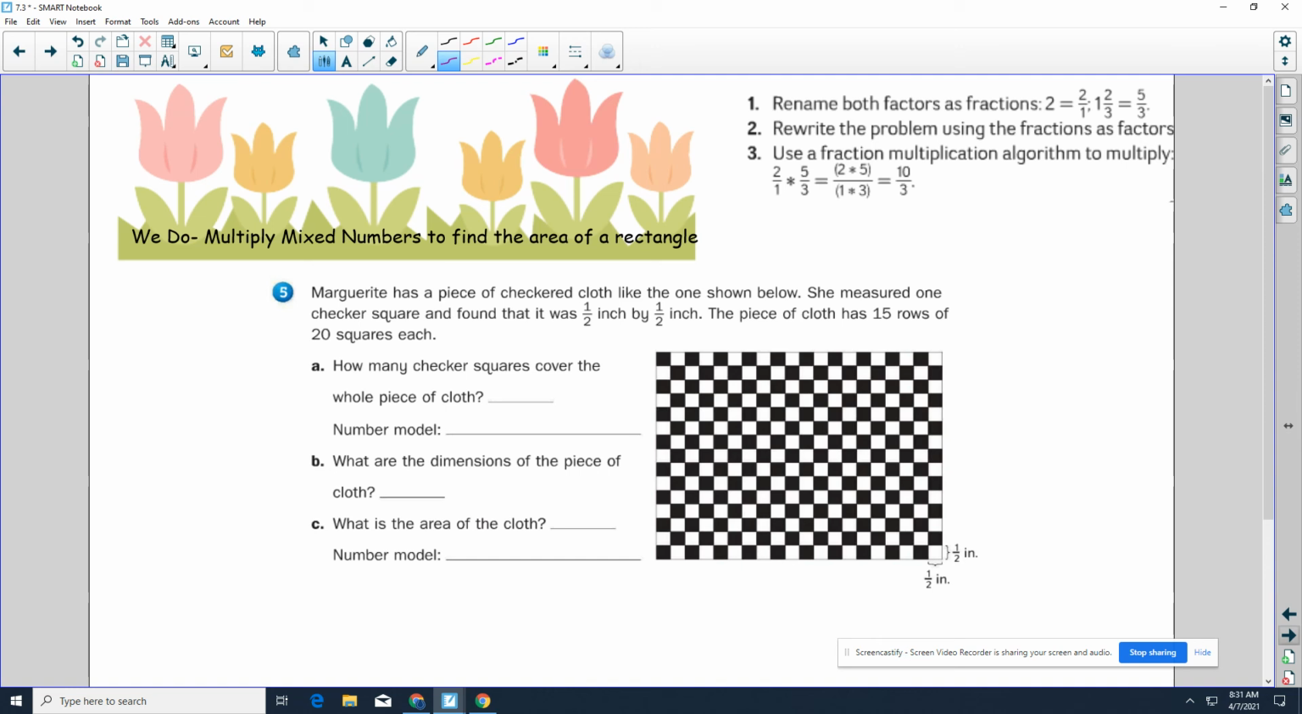So we know the area is simply length times width. And they told you that it's 1.5 by 1.5, but right now they're only asking how many squares. So they're telling you 15 rows of 20 squares. So I know my number model would be 15 multiplied by 20. And then on B, what are the dimensions of the piece of cloth?